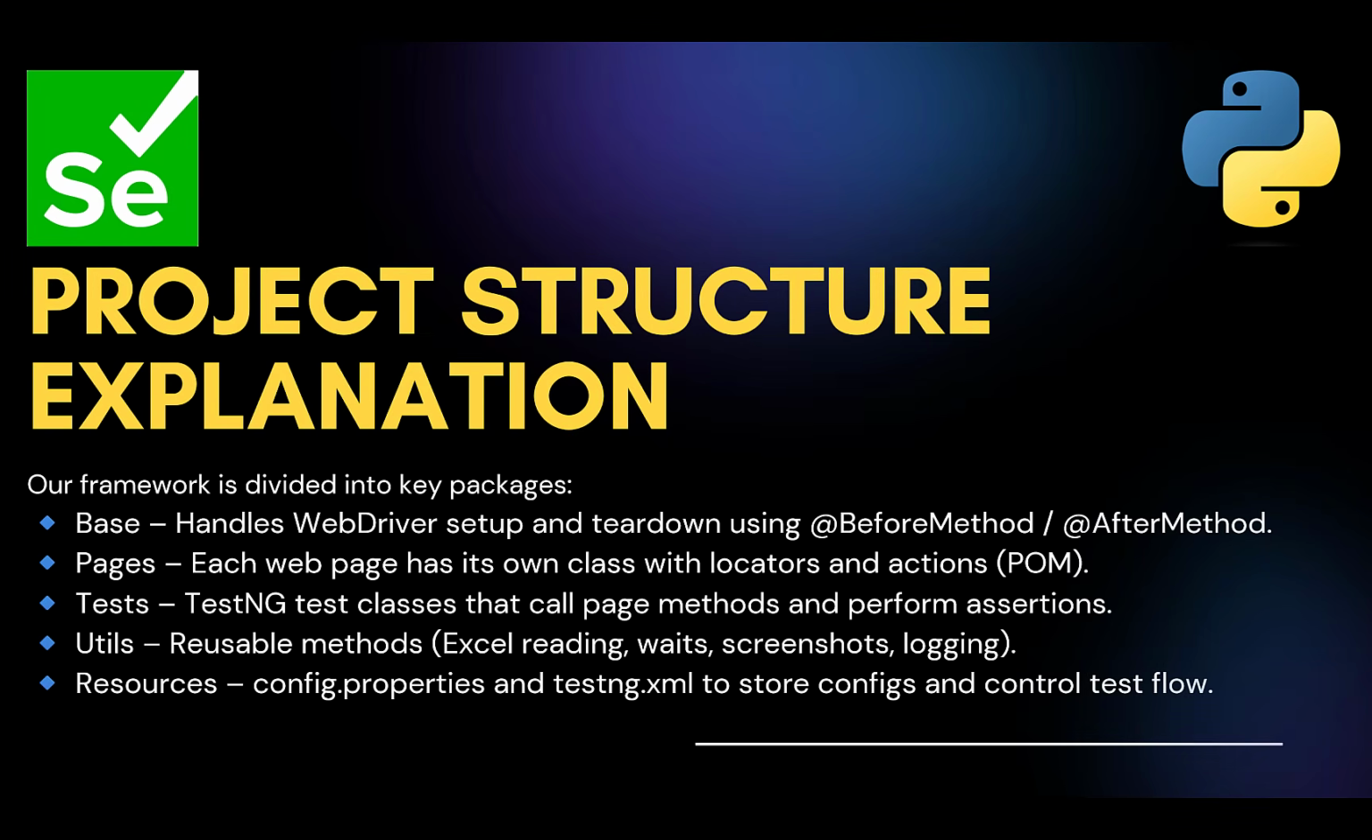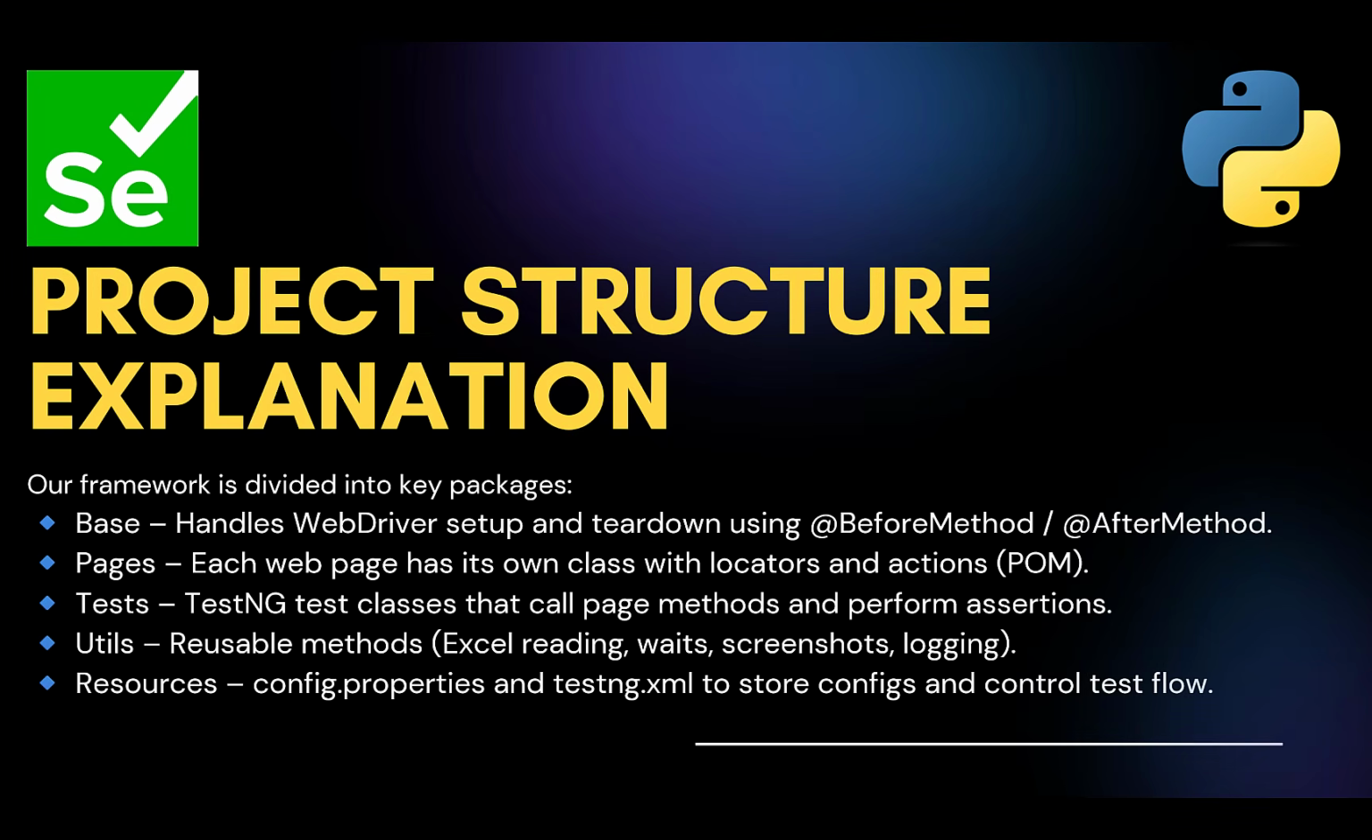Then we have test. So TestNG test classes that call the page methods and perform assertions. Then we have utilities, where we have reusable methods like reading from Excel, waits, screenshots, logging. All these are written in the utilities. Then finally we have resources, where we have config.properties and testng.xml to store the configurations and to control the test flow. Okay. Now you have explained your tech stack, you have explained your project structure.